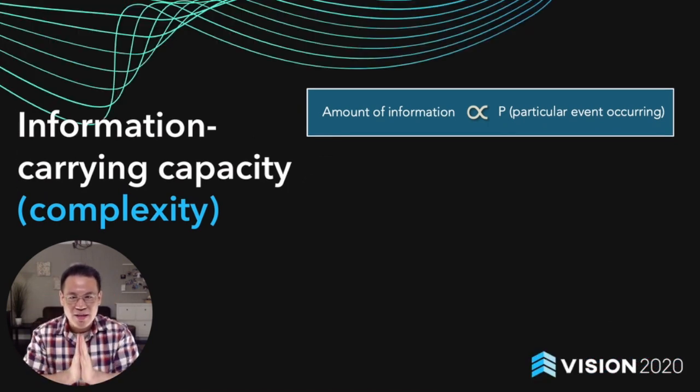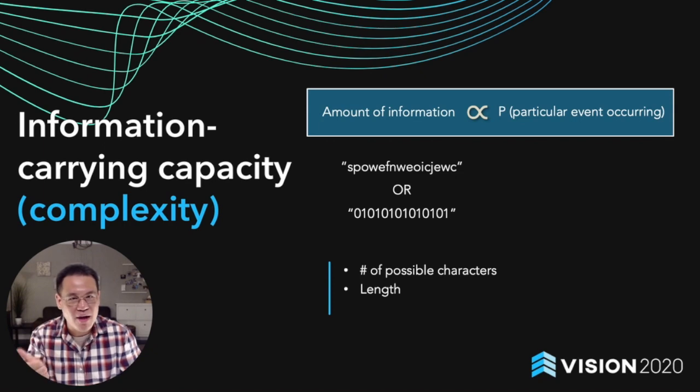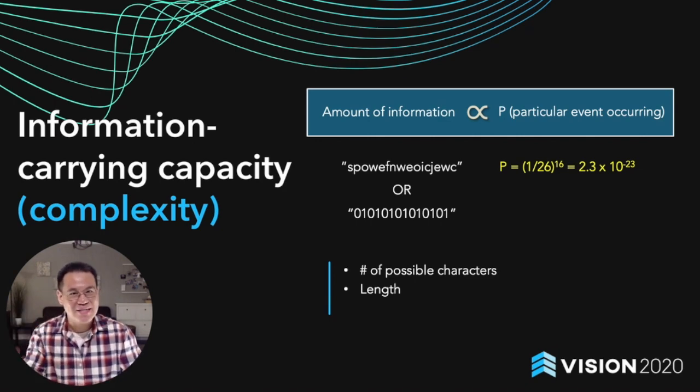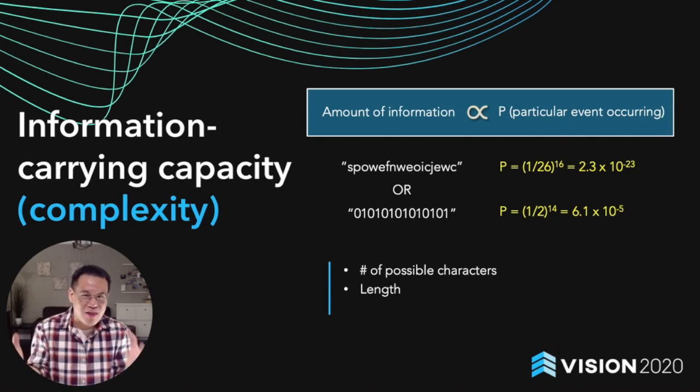So mathematically, if we look at a list of characters like this, what would make one more improbable than another? Two things jump out right away: the number of possible characters per position, as well as the length of the character string. For example, the probability of this top string would be 1 over 26, because there are 26 possible letters per position, raised to the length, 16. That gives us a probability of 2.3 times 10 to the negative 23. The bottom's probability would be 1 over 2, because it's only zeros or ones, to the power of 14, or 6 times 10 to the negative 5th. And we see that these two strings have very different carrying capacity, even though they look kind of similar in length.